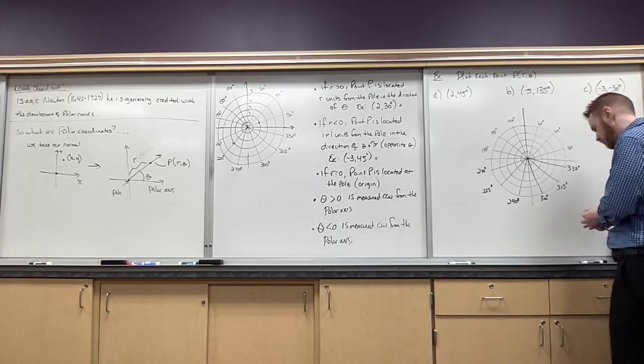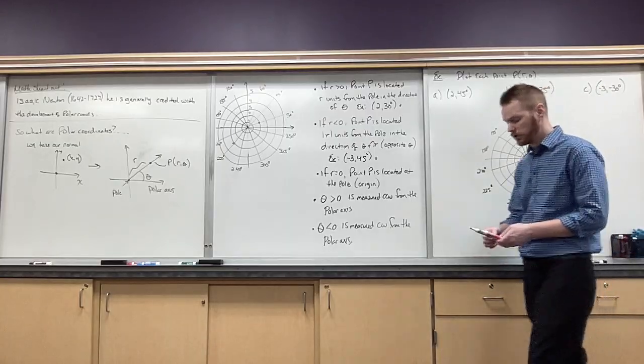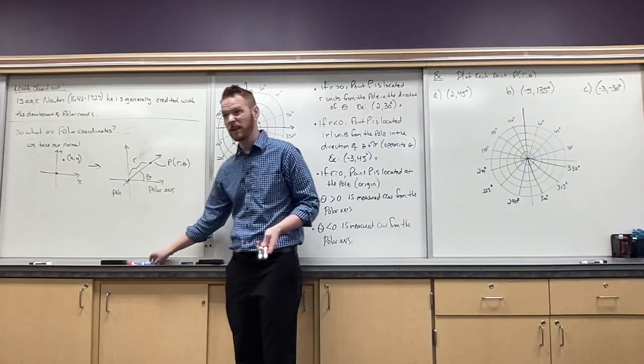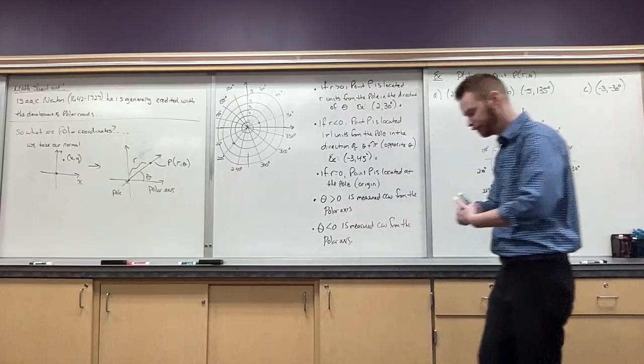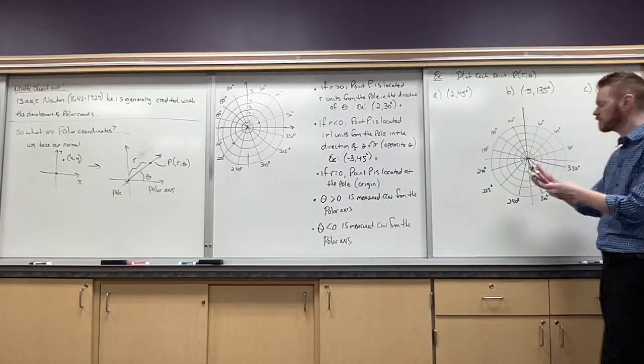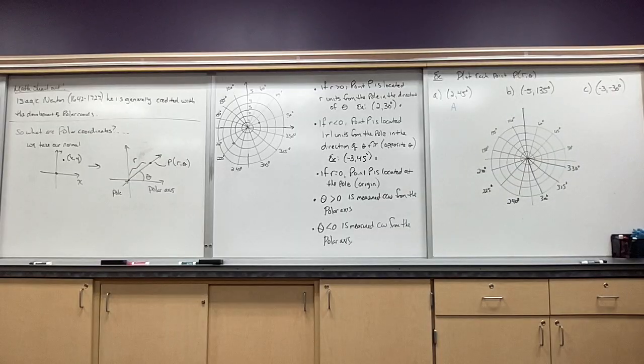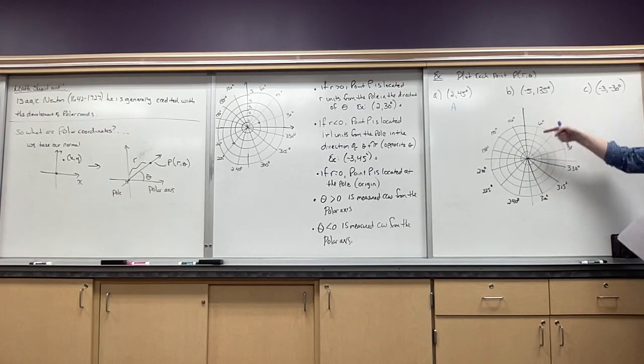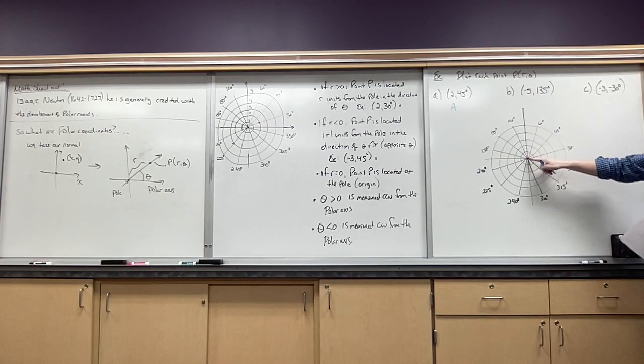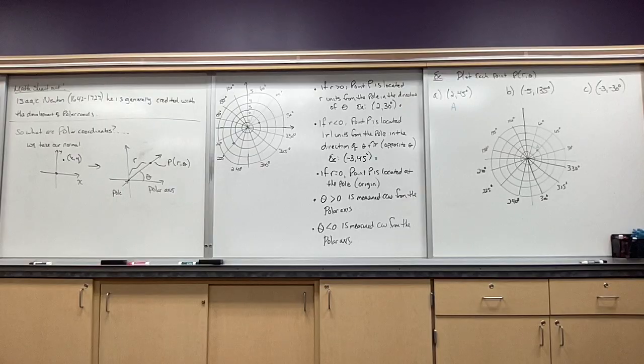And I'm going to use colors. If you want, you can just put point A, point B, if you want to write that instead. That's no big deal. In fact, I'll even put that underneath it. Okay, so point A, where's it going to be located? The angle's 45 degrees, so we're going in this direction, and the radius is 2, so we're going to count out 2 from the pole. So 1, 2, there it is. So there's point A for me. Simple enough. All right.